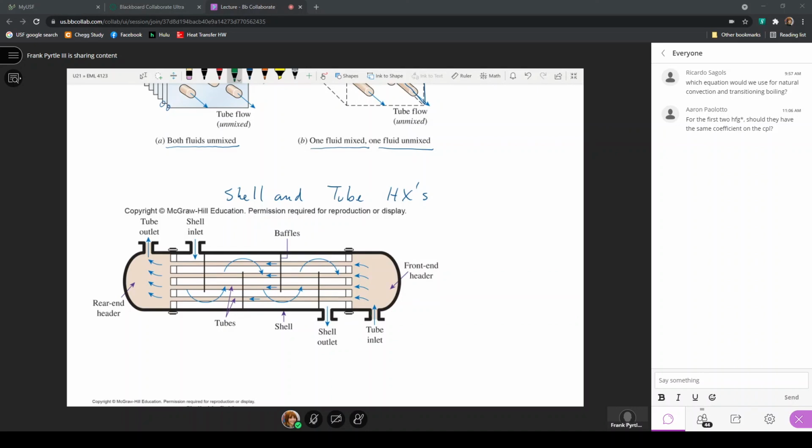But we'll stop here. I'm a minute over, and we'll pick up with heat exchangers and get into some of the analysis of these different types of heat exchangers on Wednesday.